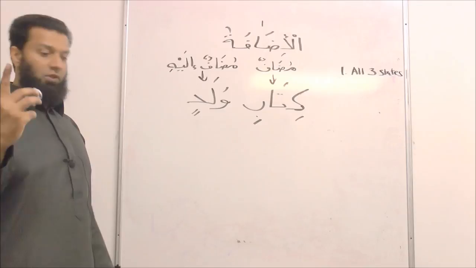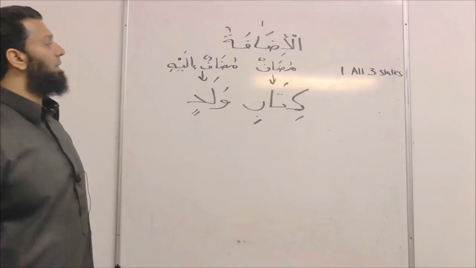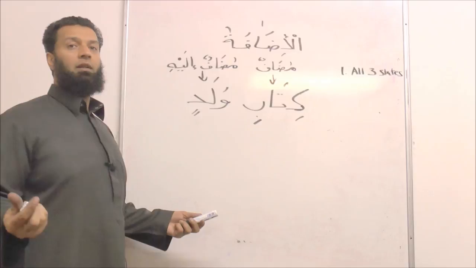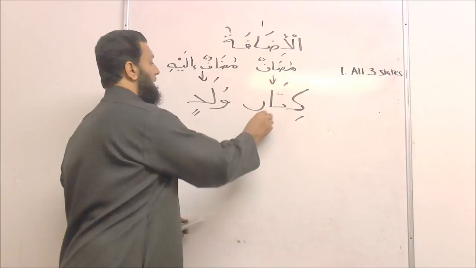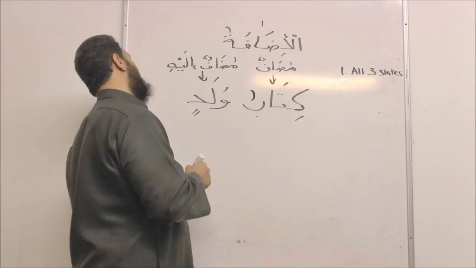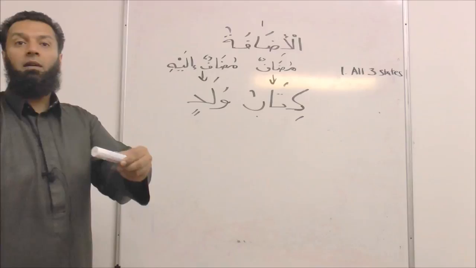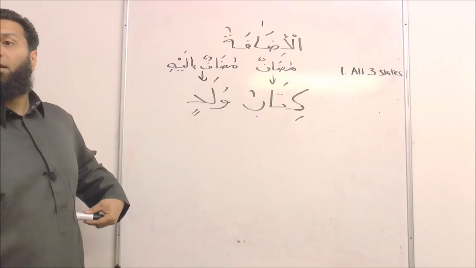So now what's wrong with kitabi waladin? There's no preposition. So what should it be? It should be marfu'un. It should be back to its default state: kitabu waladin. Because it's now back to its default state. And the default state for an ismun is marfu'un.